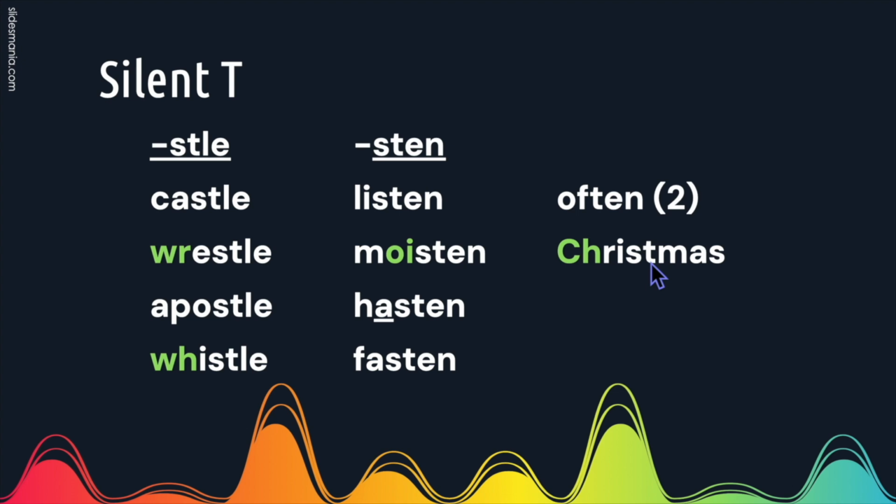And fasten. 2 other common words where the T is silent are often, although in some parts of the US the T is pronounced, and Christmas. Notice that the CH takes its second sound of K in this word.